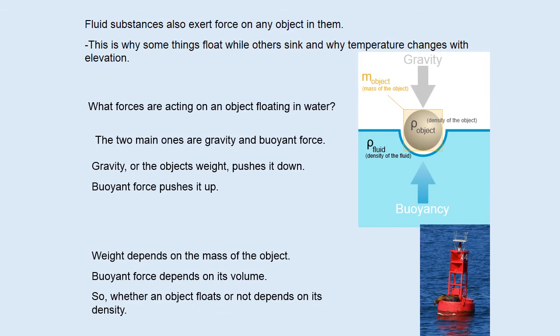Buoyant force pushes up and depends on volume, so the force that can make an object float depends on the volume of the object. If volume and its force, buoyant force, is higher than the mass and its force, gravity, then the net force points up and the object will float. Since these forces depend on mass and volume, whether an object floats or not depends on density.